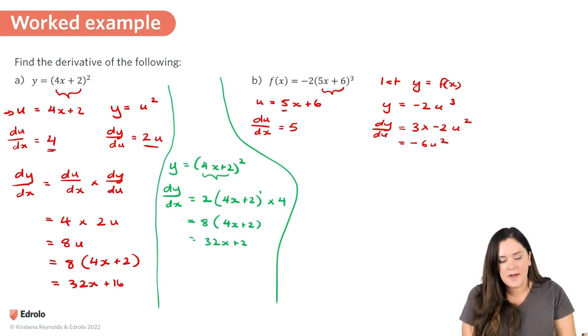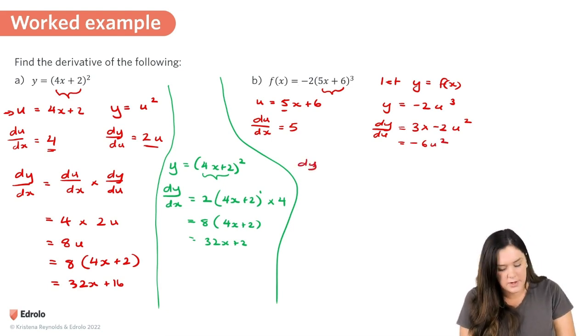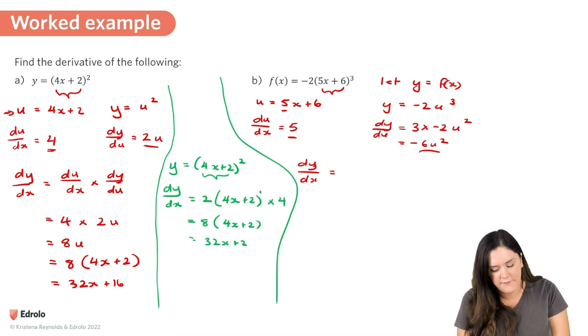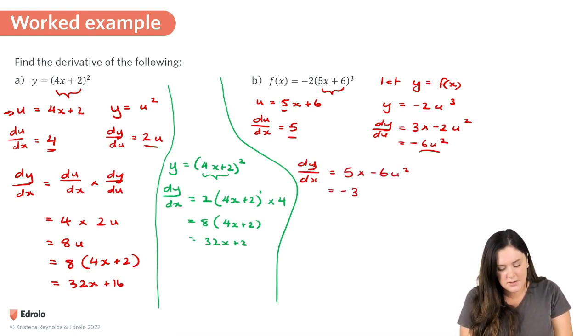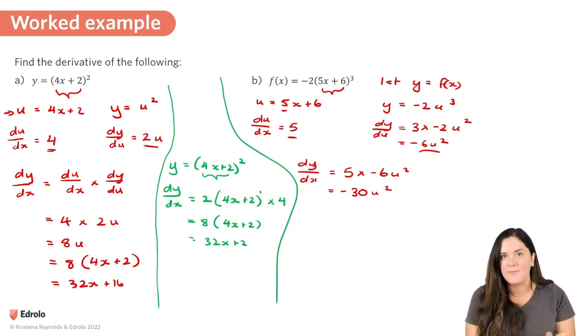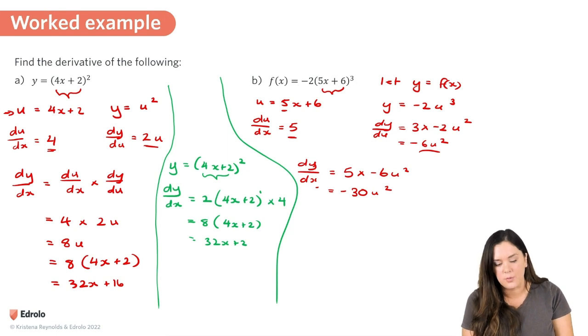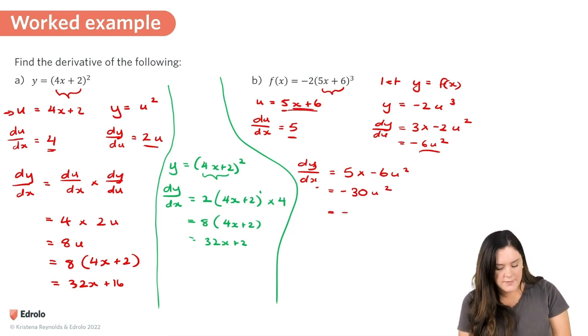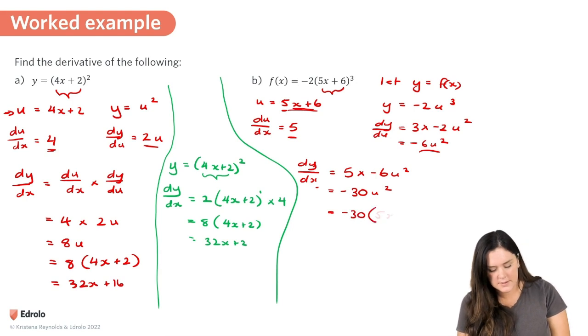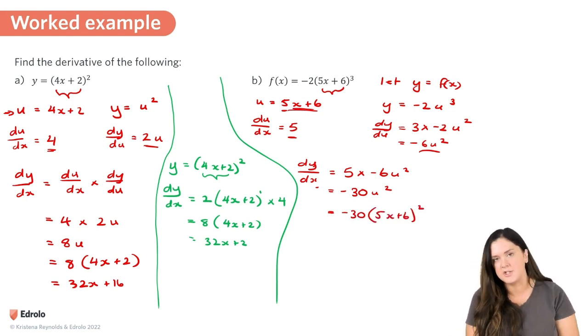Now putting that all together, we multiply these, so we write dy dx equals this one here times this one over here. So 5 times negative 6u squared, so I get negative 30u squared. And again, I can't leave my answer like this. I need to have it in terms of x. So I'm going to replace that u with what we had at the start, so the 5x plus 6. So I get negative 30, open brackets, 5x plus 6, and to the power of 2.